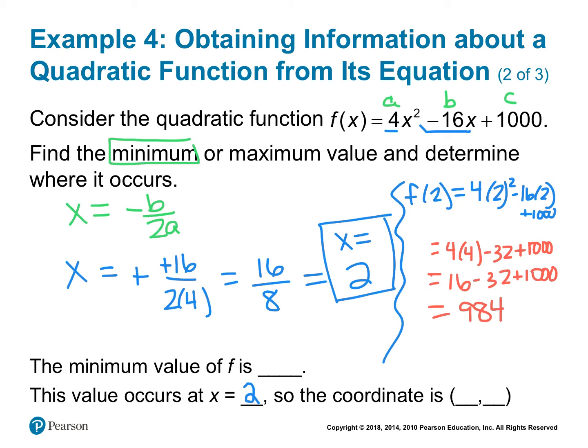So the minimum value is 984. It occurs at x equals 2, so the coordinate is 2, 984. That is our vertex, which is our minimum value for this parabola.